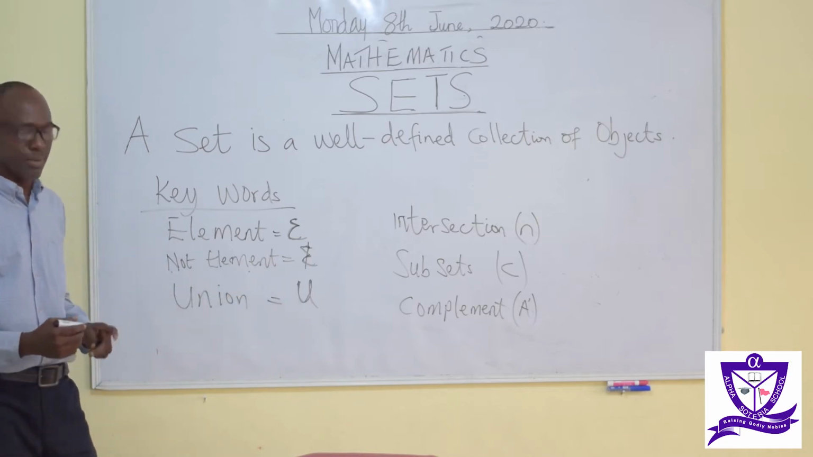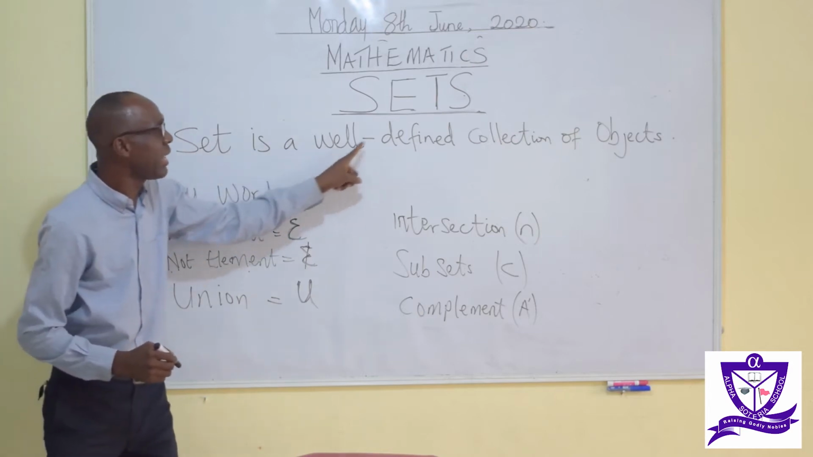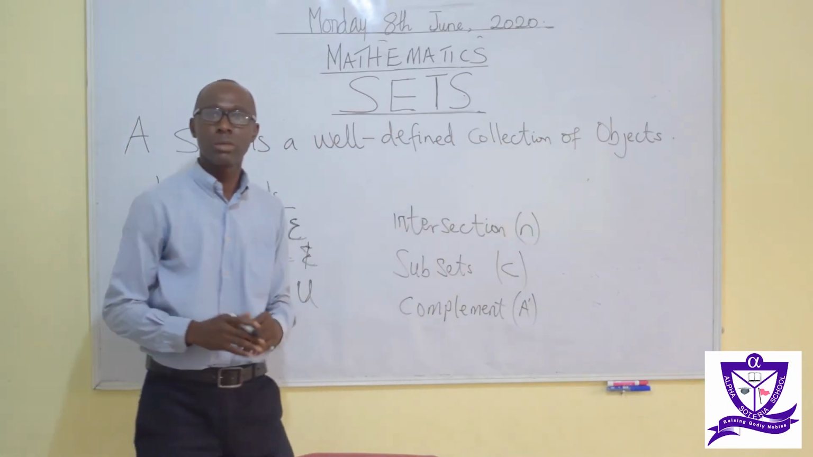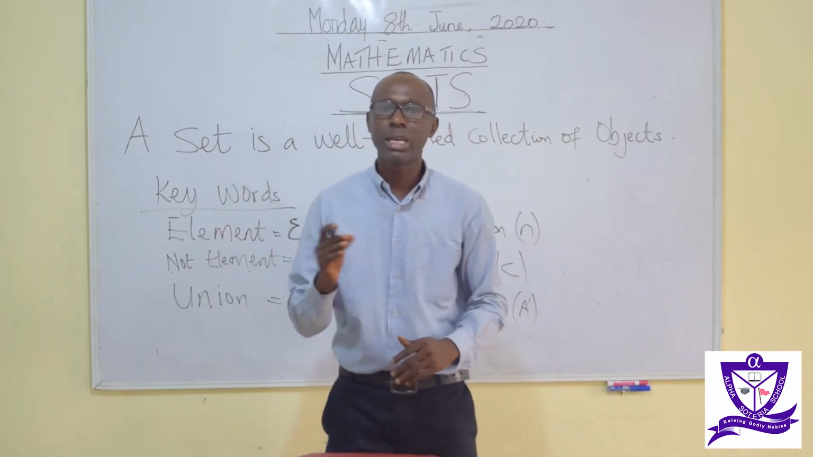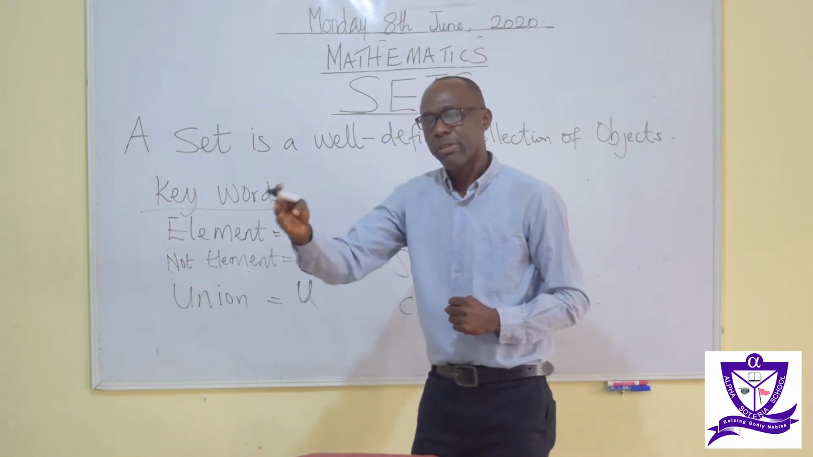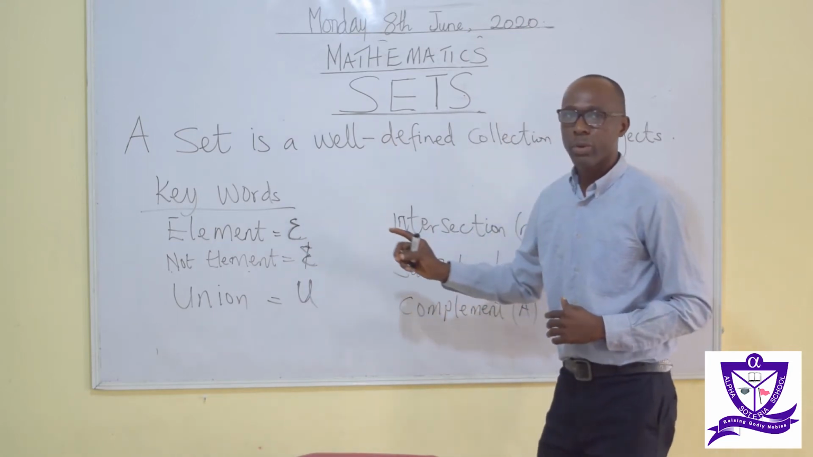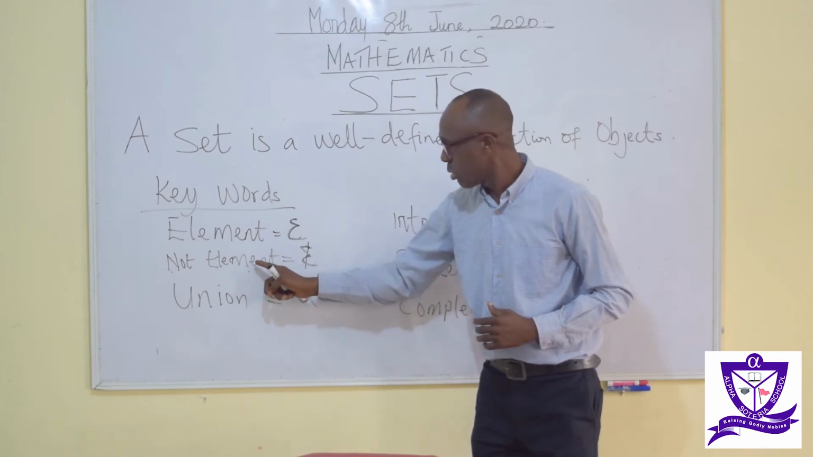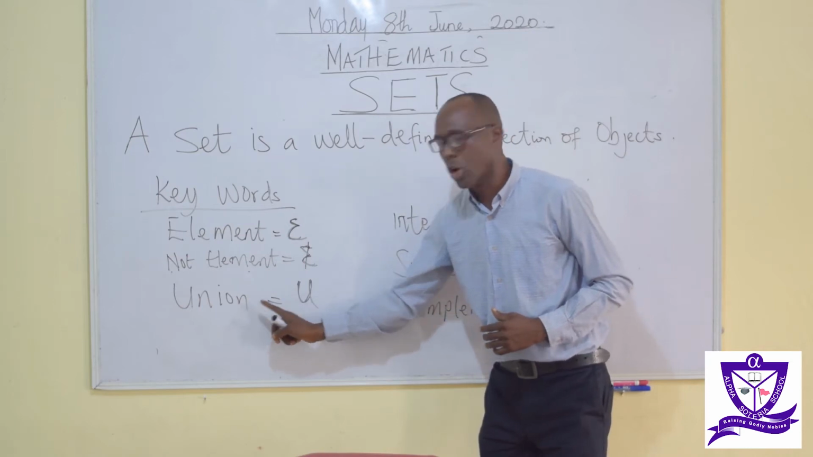Now let's go back again. I said a set is a well-defined collection of objects. Year 1, year 2, year 3, year 4, year 5. If I ask you to go to a group of class, year 5, Ruby, you will not go to year 1. Now, the keywords we mentioned so far: first, elements. Number 2, non-elements. Third one, union.